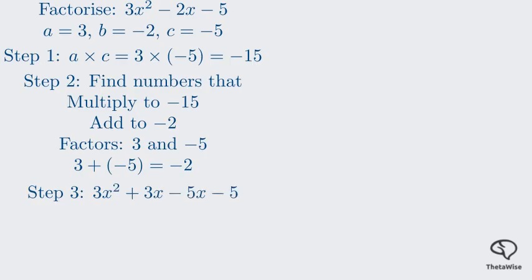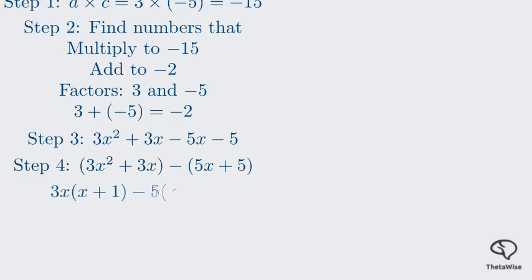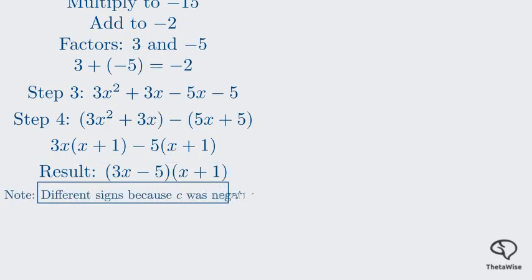Step 3. Rewrite the expression by splitting the middle term. Negative 2x becomes plus 3x minus 5x. Step 4. Factorize by grouping. Look at the first two terms and the last two terms. From the first pair, we factor out 3x, leaving x plus 1. From the second pair, we factor out negative 5. Notice how factoring out a negative changes the sign inside to a plus, so we get x plus 1 again. The brackets match. Our final factored form is 3x minus 5 multiplied by x plus 1. Notice how one bracket has a subtraction and one has an addition. This is a common feature when the constant term, c, is negative.